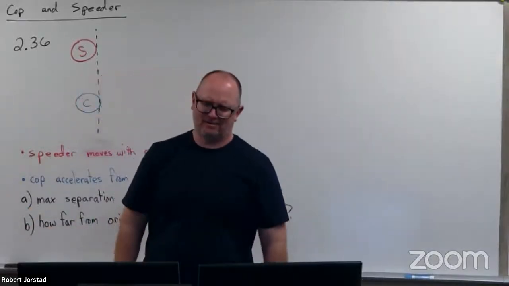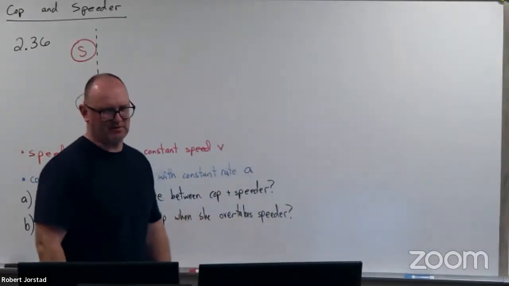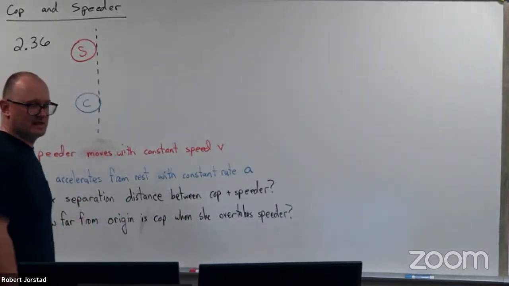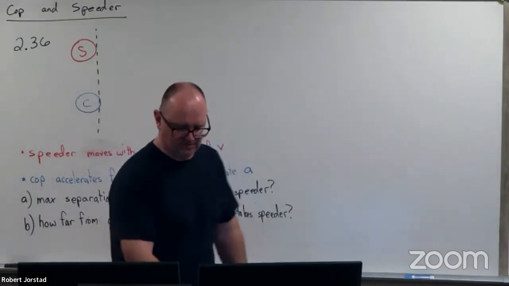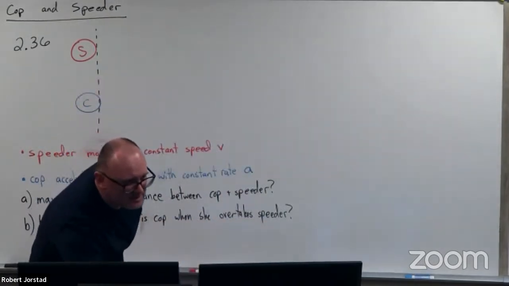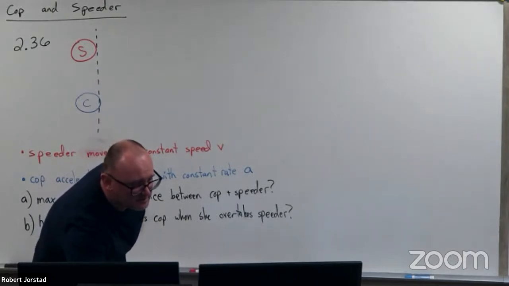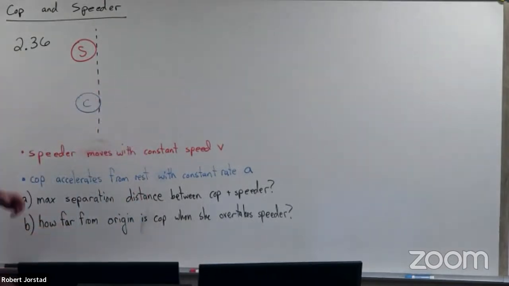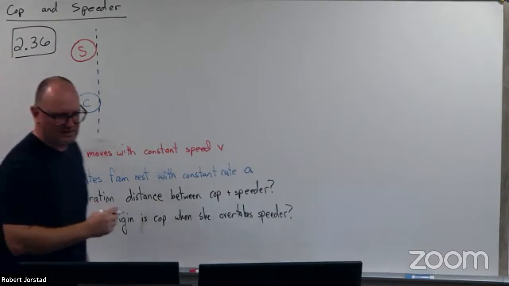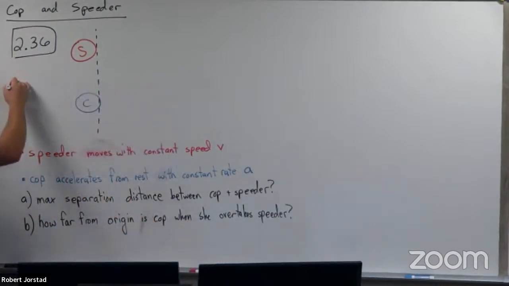Today we're looking at the cop and the speeder problem, a classic physics problem. It's number 2.36 in your workbook, on page 41 if you want to look it up. In this problem, we can see the speeder.